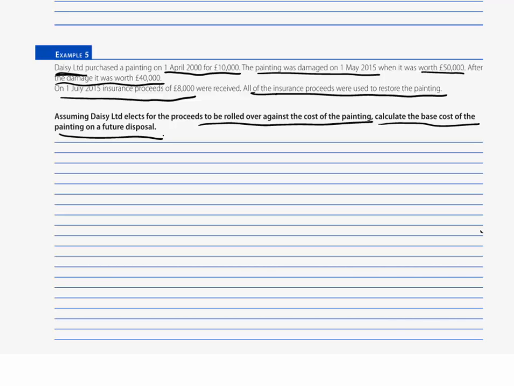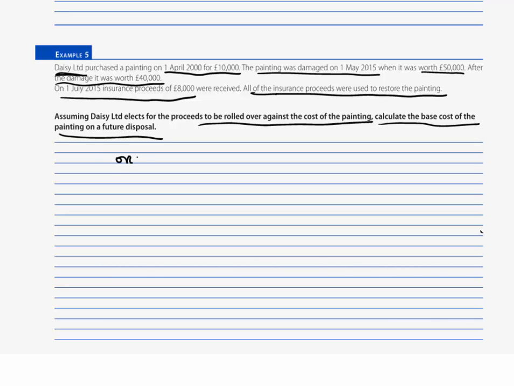The effect will be felt in the future in terms of what then would be the allowable cost, because at this point in time the proceeds will be rolled over against the cost of the painting. Alright, let's see what will happen therefore. So the money was received on the 1st of July 15. As we've said, there is no chargeable gain as the company has elected to roll over those proceeds against the cost of the painting itself. So when that painting is sold, what then will be the allowable cost?